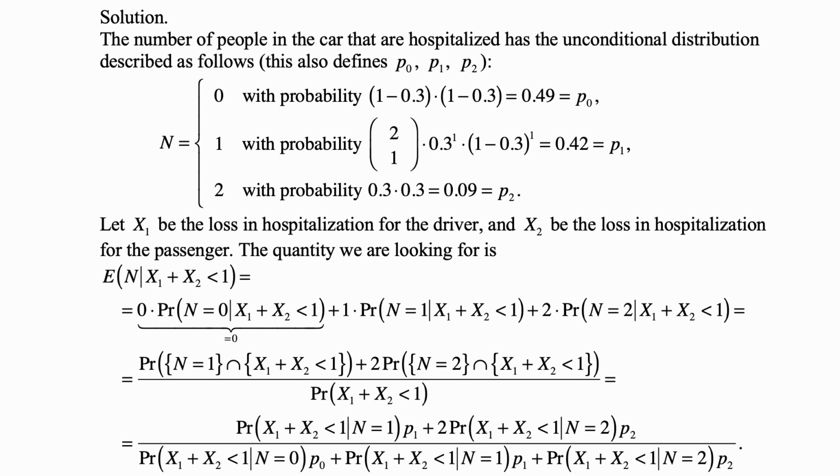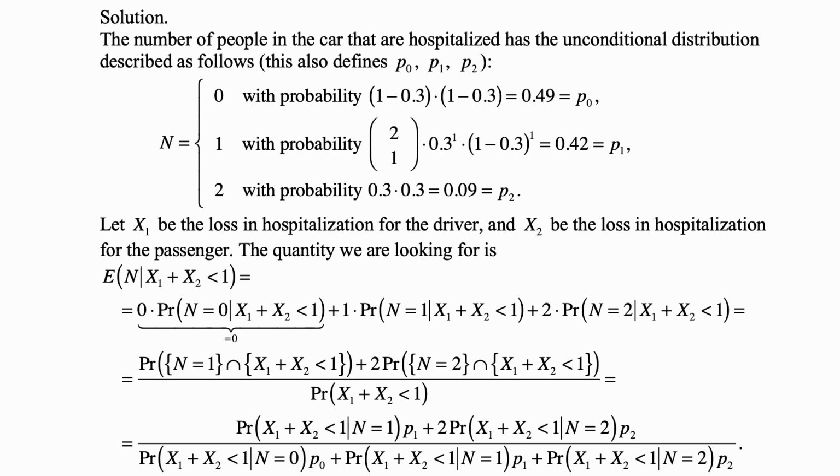Let x1 be the loss in hospitalization for the driver, and x2 be the loss in hospitalization for the passenger. The quantity we're looking for is the expected value of n, given that x1 plus x2 is less than 1. And that's equal to 0 times the probability that n is 0, given that x1 plus x2 is less than 1, plus 1 times the probability that n is 1, given that x1 plus x2 is less than 1, plus 2 times the probability that n is 2, given that x1 plus x2 is less than 1. Well, the first term is 0, so we can disregard it.